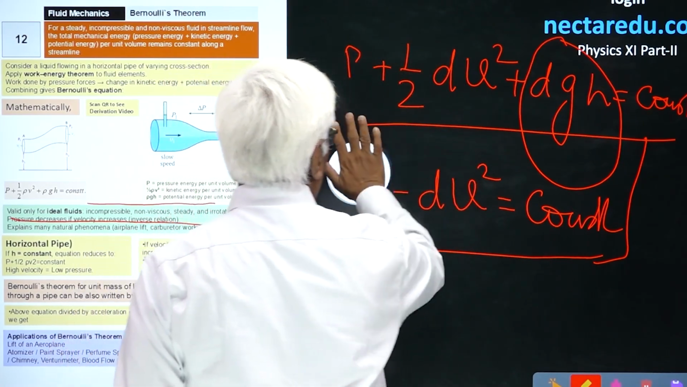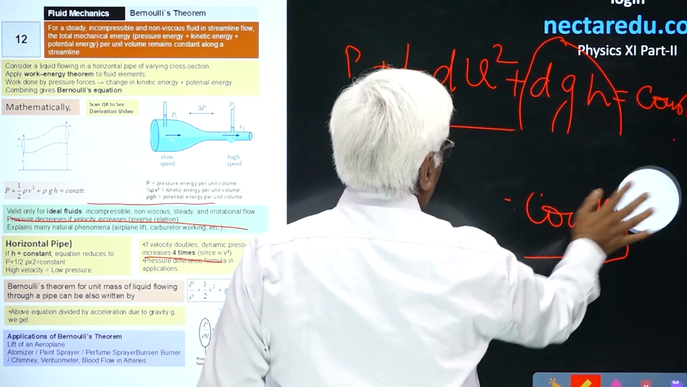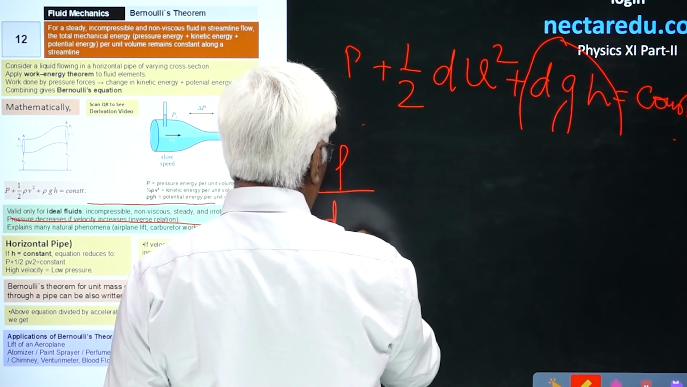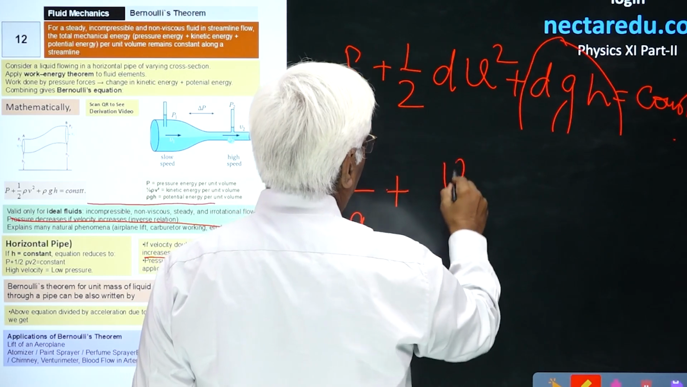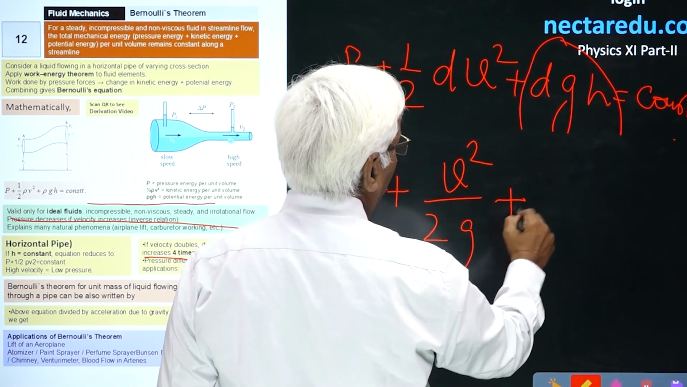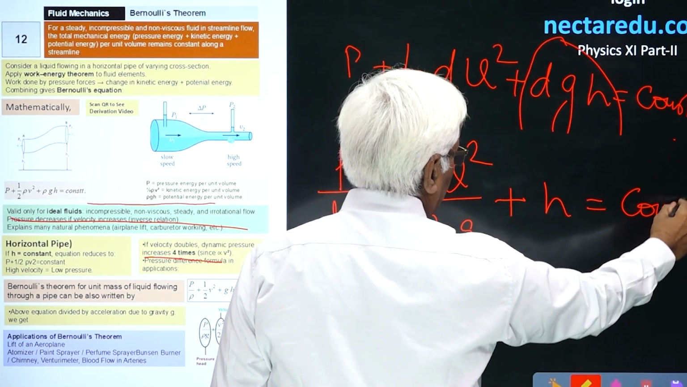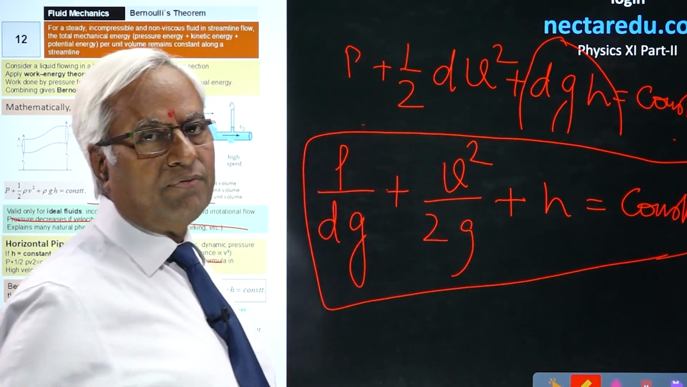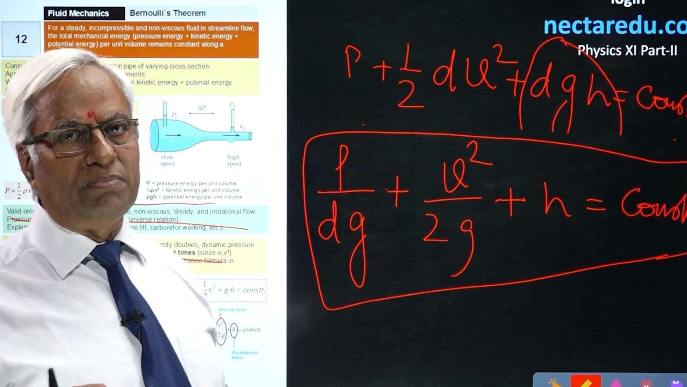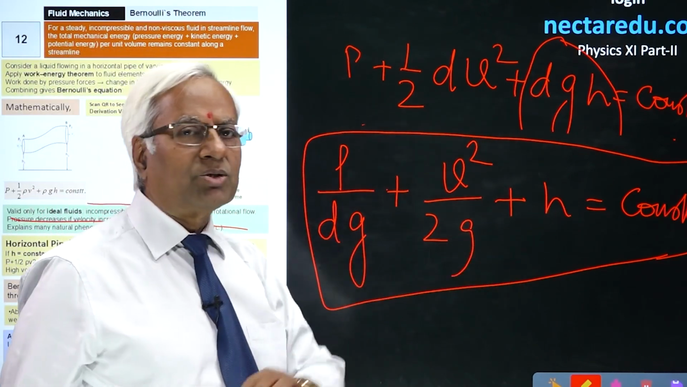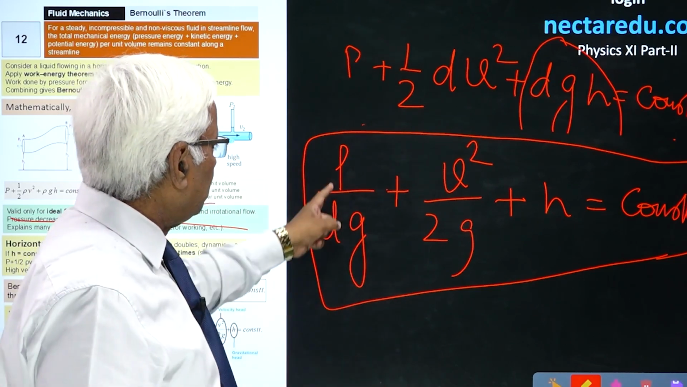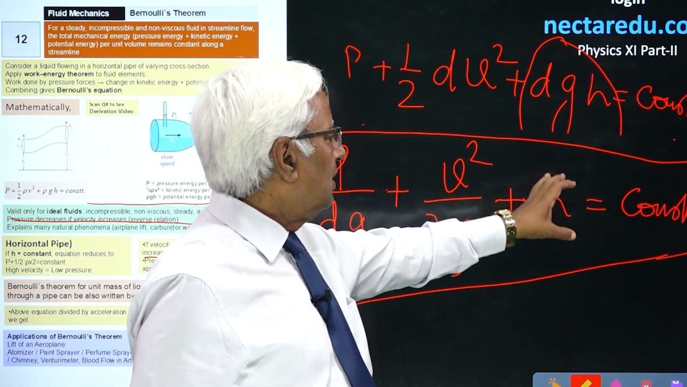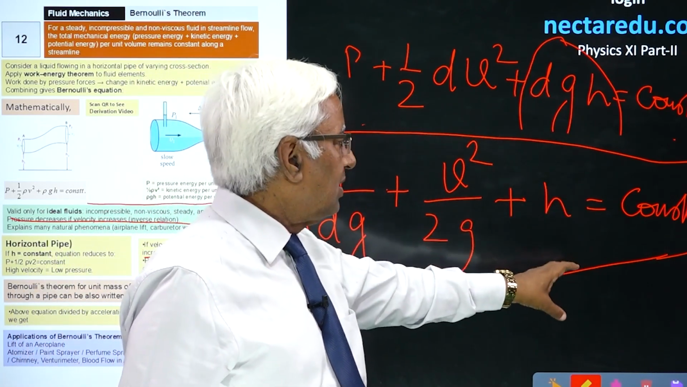One very important thing is also there: if you divide this whole equation by dg, you are going to get another format of the whole thing. Now you get three terms. Again, these are known as heads. You could say for an ideal fluid in streamline flow, the sum of three heads is constant. What are those three heads? This would be known as pressure head. This is velocity head, and this will be known as position, or you might say gravitational head.